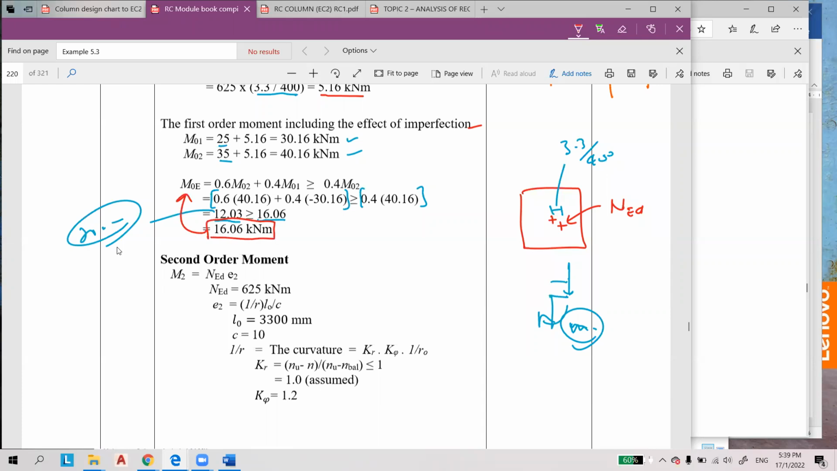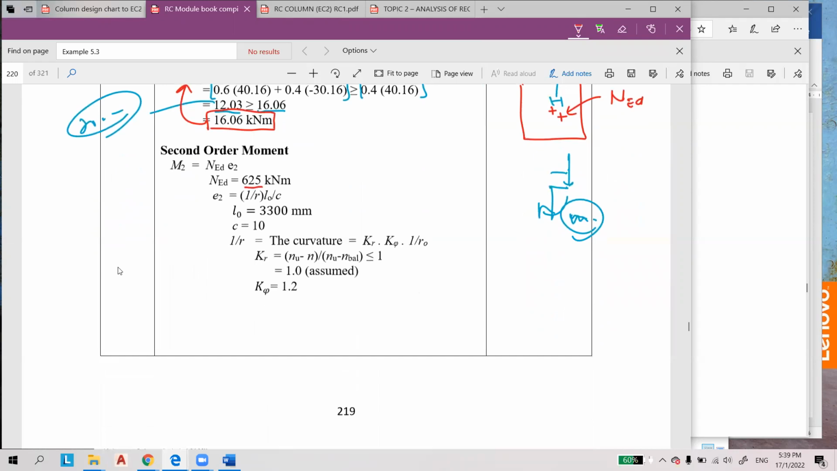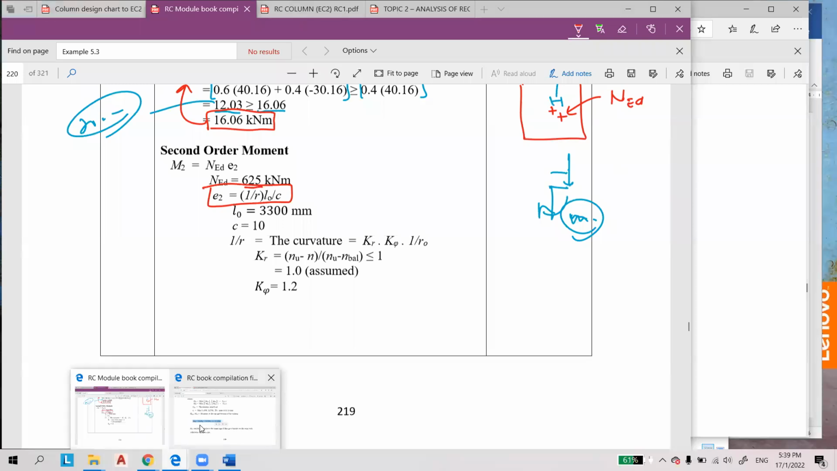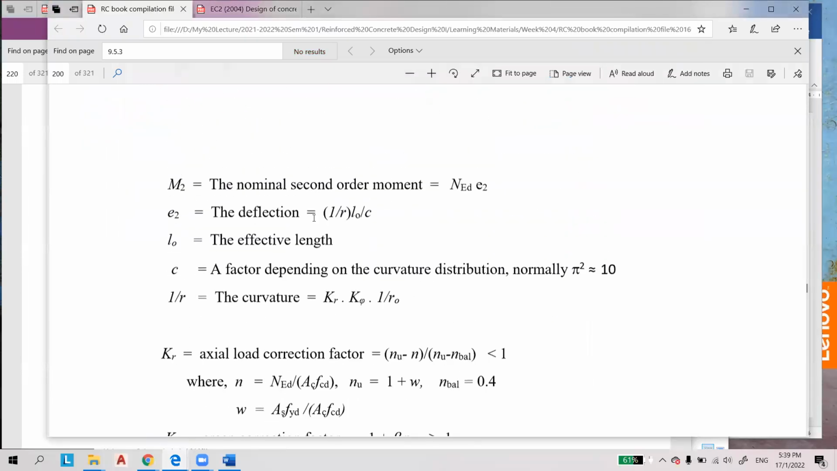So you use 16.06 as the M0E. Then the second order moment is NED times e2, where NED is 625 kN. e2 is quite complicated, so please be careful. e2 is equal to, you use these equations, but you must determine the c. From this book you can refer to c. You can use c equal to 10.